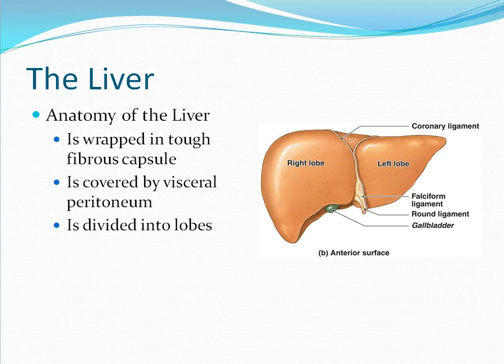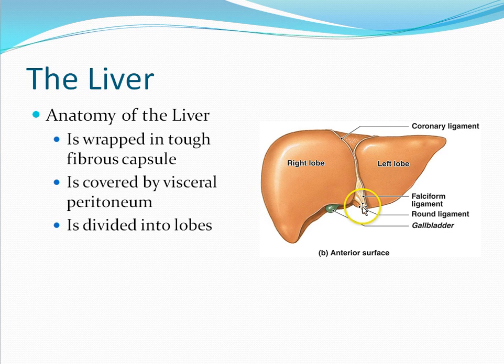Looking at the gross structure, we see that the liver is divided into lobes. Two of the major lobes are seen here, the right lobe and the left lobe. The liver is then wrapped in a tough fibrous capsule and covered by a thin visceral peritoneum. The lobes are separated by ligaments, two of which can be seen here.